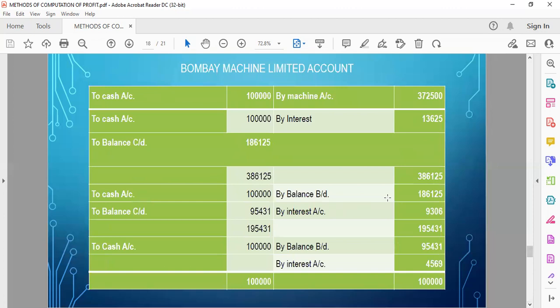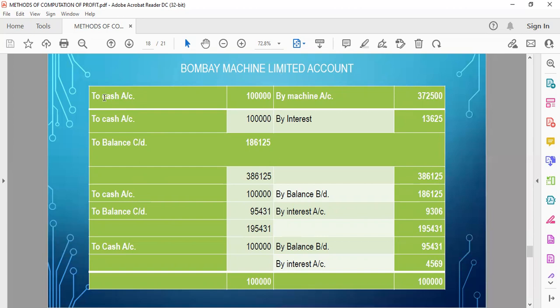Then we can move for the Bombay Machine Limited account. You should prepare the book of Bombay Machine Limited account. By machine. You should write by machine account. How much is the value? 3,72,500, right? So you should write here by machine account 3,72,500. First we have paid rupees 1 lakh, right? Written down payment, right? Okay, so you can write here to cash account. To cash account, how much is the amount? 1 lakh.